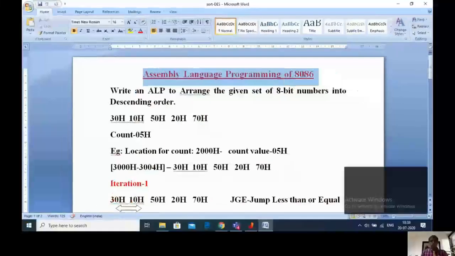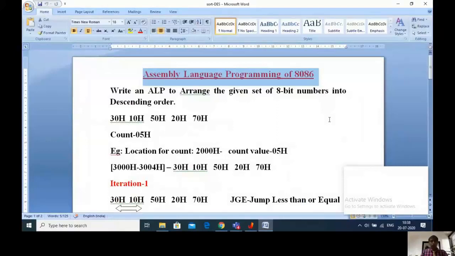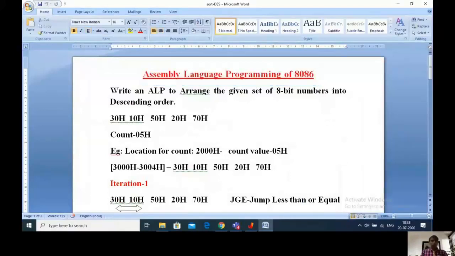See the problem, assembly language programming of 8086. Our aim is to write an assembly language program to arrange the given set of 8-bit numbers into descending order. Here also we are taking an array of 8-bit numbers and arranging that particular array of 8-bit numbers into descending order.